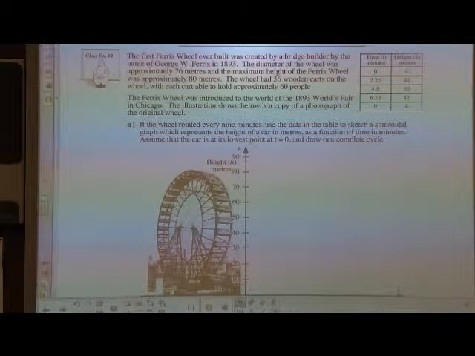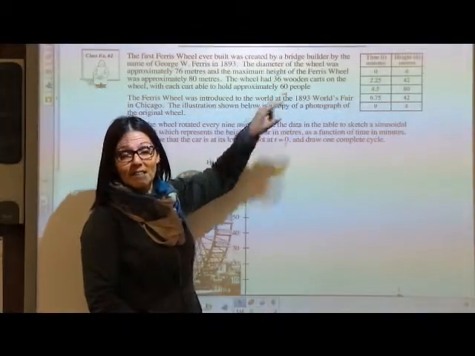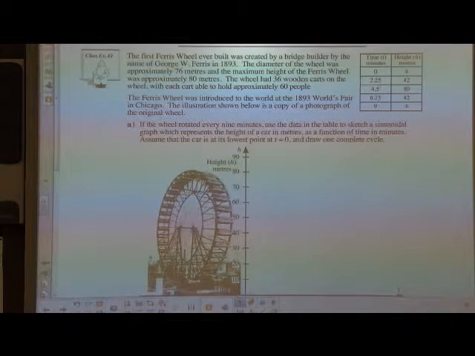Hmm? 72? No, 36 carts. 2,160. 60 people on each of the 36 carts, 2,160 people. You could put half of Fairview on the Ferris wheel.